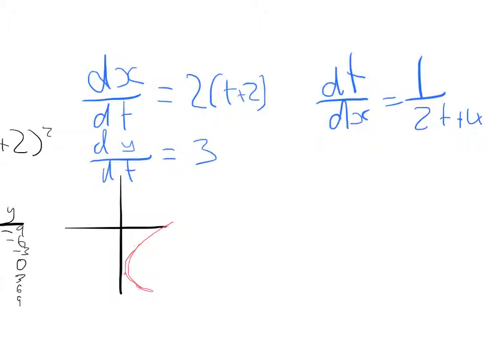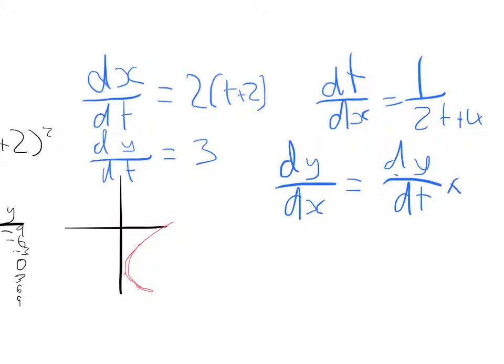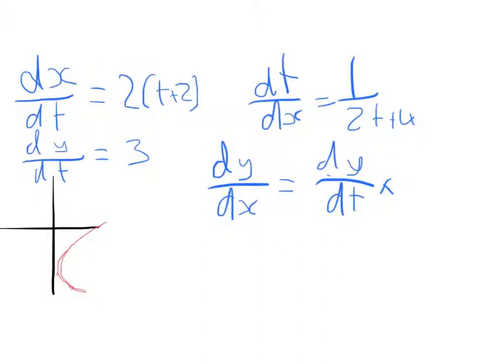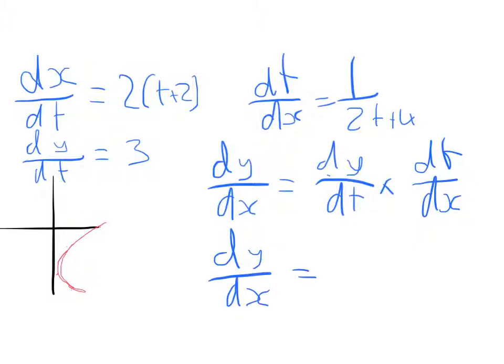So dy over dx is going to be dy over dt times dt over dx. So we get dy over dx equals 3 over (2t plus 4). Now for the time being, that's as good as we need. Right, so 3 over (2t plus 4). And so for whatever t is, we can figure out what dy over dx is. Let's have a look at another example.